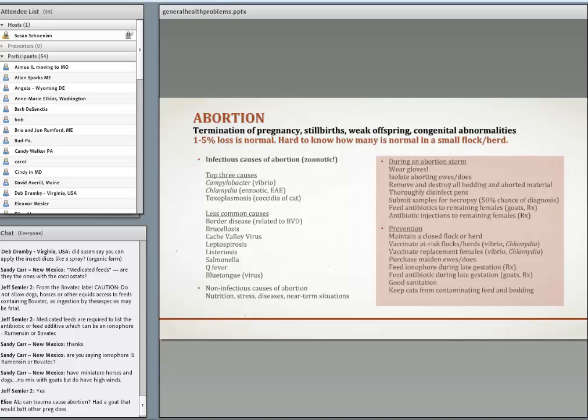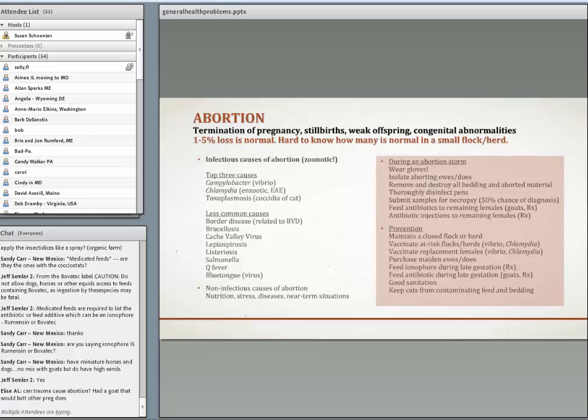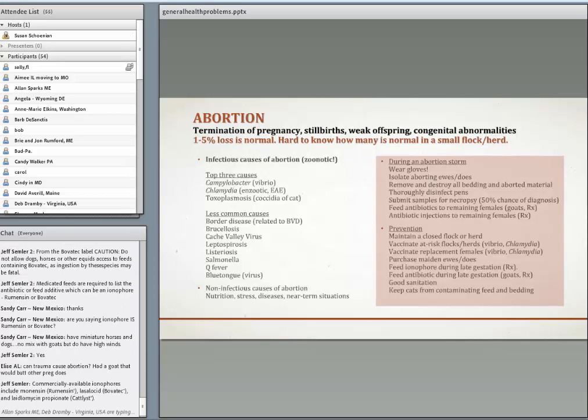How do you prevent abortions? First, and we talked about this the very first class, maintain a closed flock or herd. That is the very best thing you can do. Vaccinate if you're at risk. There's a vaccine for Vibrio and chlamydia for sheep. I don't have any specific knowledge in terms of goats. Vaccinate the replacement females. Most of the time when a ewe or doe aborts from one of these causes, she then becomes immune. She still may shed the disease, but she's immune.